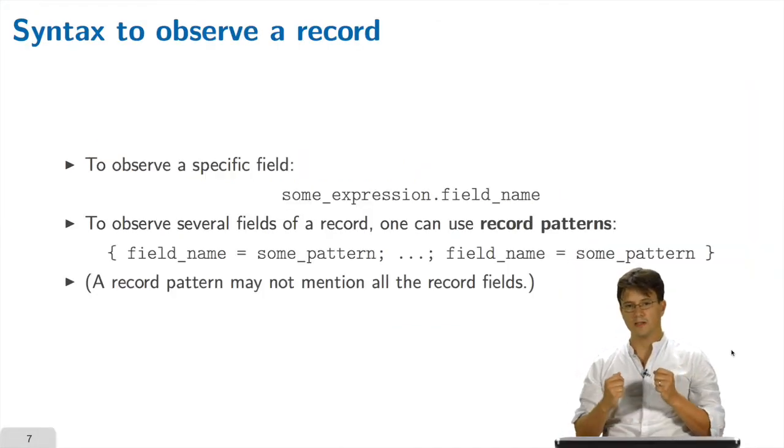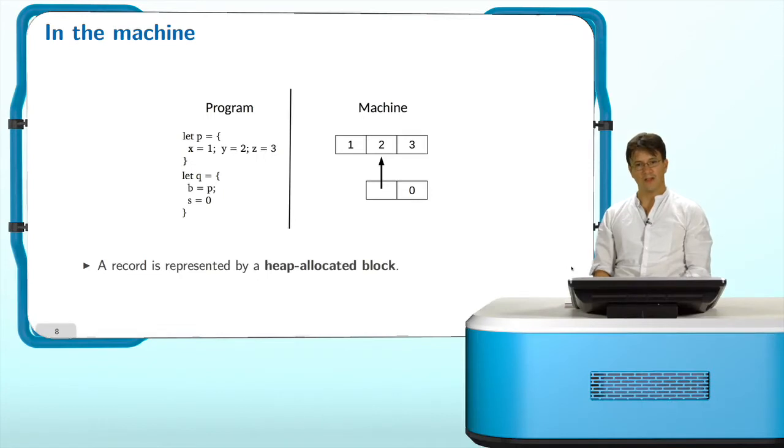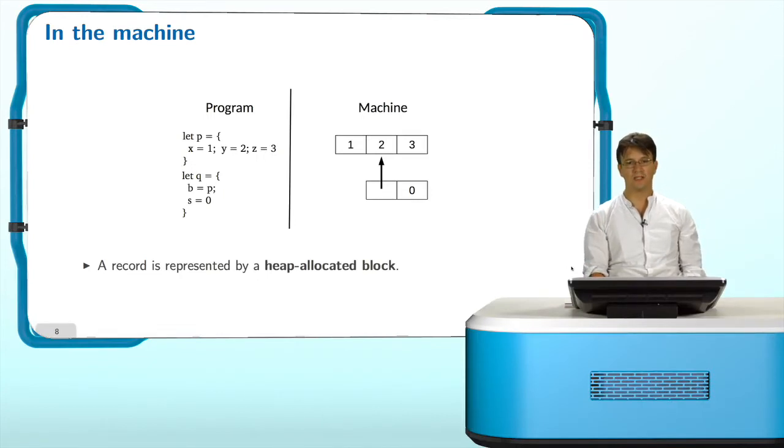What is nice is the fact that you don't have to enumerate all the fields of the record that you are analyzing. You just have to mention the fields that you want to observe. In the machine, a record is represented by a heap allocated block, exactly like a tuple.